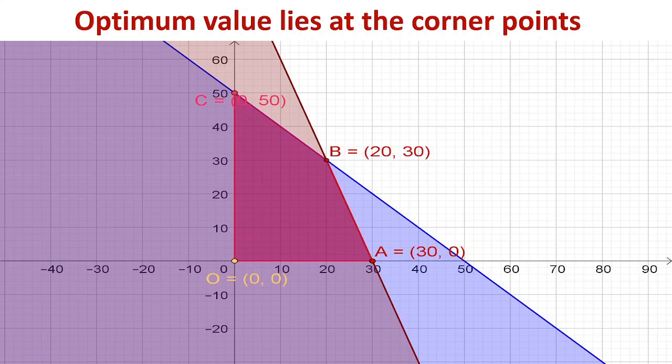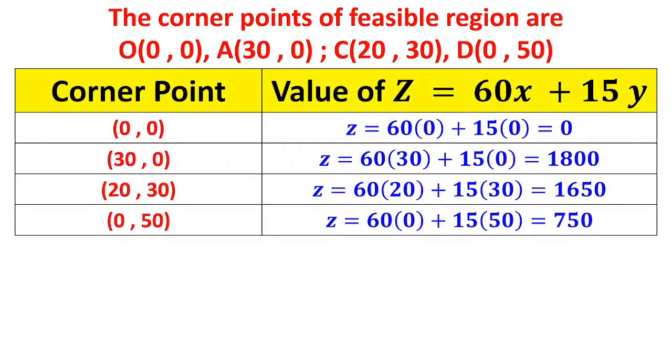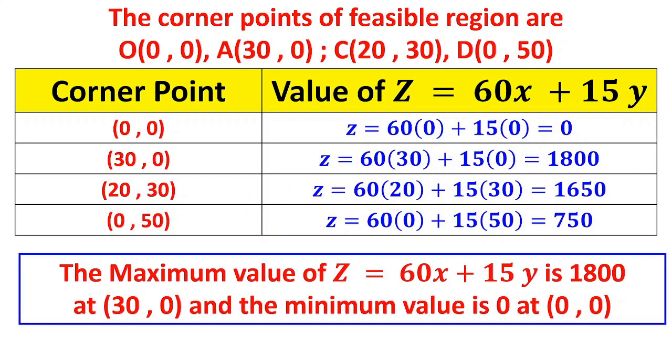What you have to do now is check the value of Z at these points. I am just checking now. At 0, 0, the value is 0. At 30, 0, it is 1800. At 20, 30, it is 1650. At 0, 50, it is 750. Be careful in this problem, they want both the maximum and the minimum. Which is the maximum? 1800. And which is the minimum?